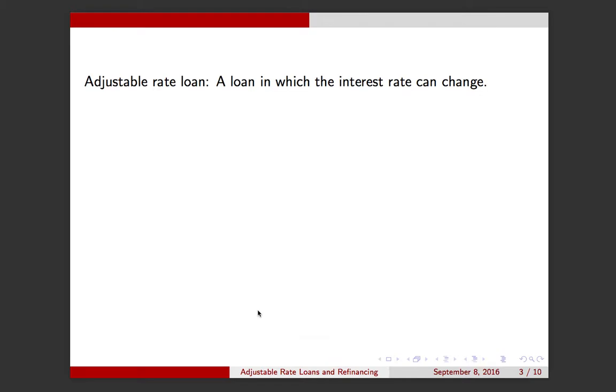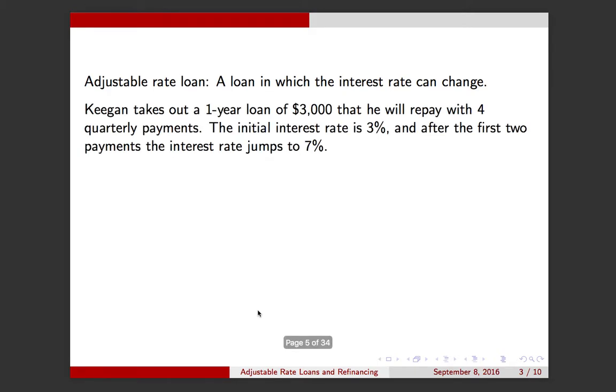Okay, so let's just start with the basics here. An adjustable rate loan, unsurprisingly, is a loan where the rate can adjust. The interest rate can change. So let me just show you how this works with a very small example. So Keegan takes out a 1-year loan of $3,000. He will repay it in 4 quarterly payments. Okay, so this is a small loan with a very small time window.